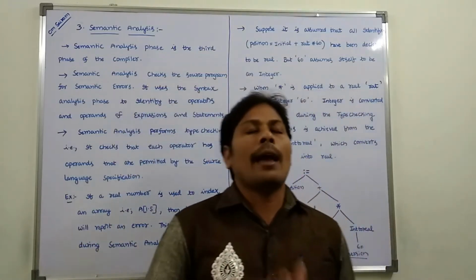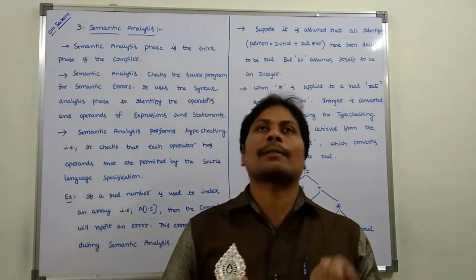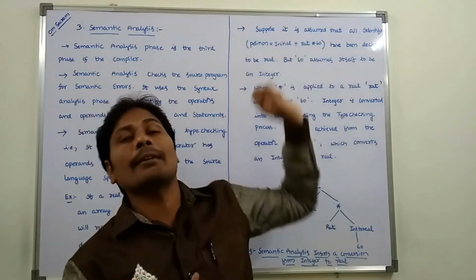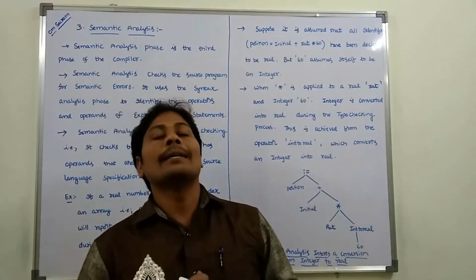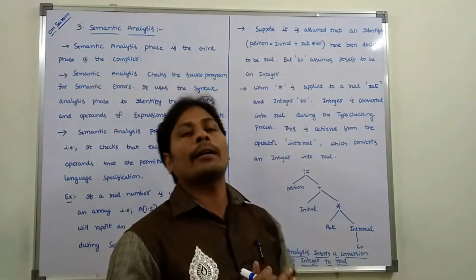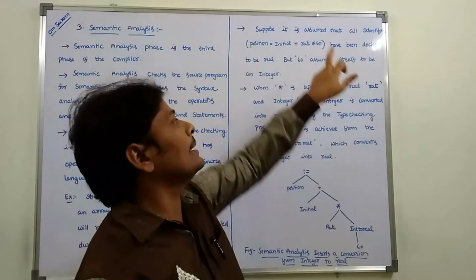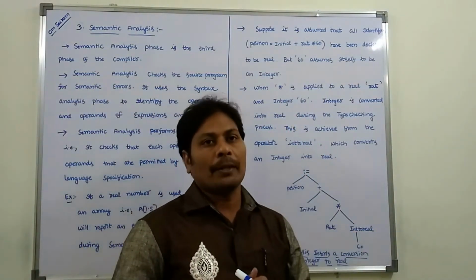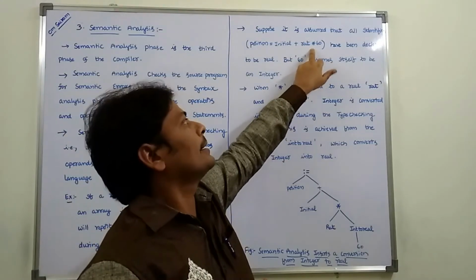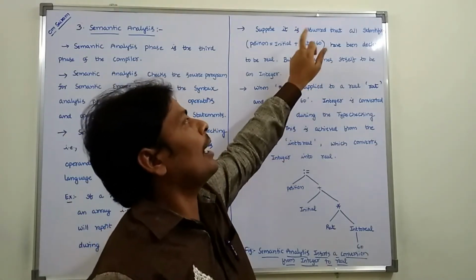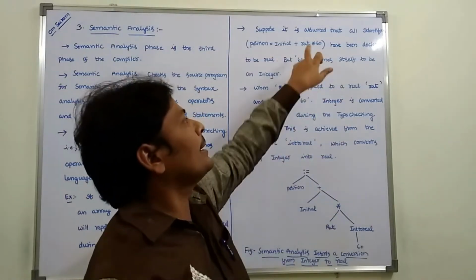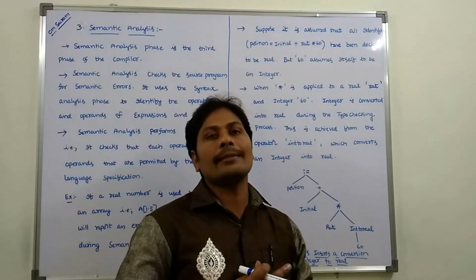So for example, it is assumed that all the identifiers in the statement position is equal to initial plus rate into 60 are declared as real, but 60 itself is an integer. When star is applied to be real, then the identifier rate and the integer 60 are also converted into real. This can be done while type checking is to be done.